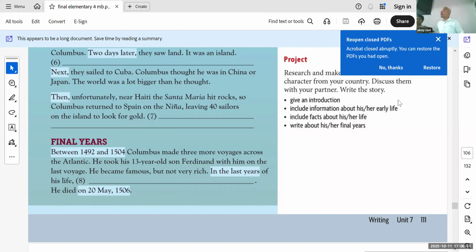मतलब हिंदी में क्या हुआ इसका? उसने अपने बेटे का नाम फर्डिनैंड, हाँ पूरा बोलिए. He named his son Ferdinand after the king.